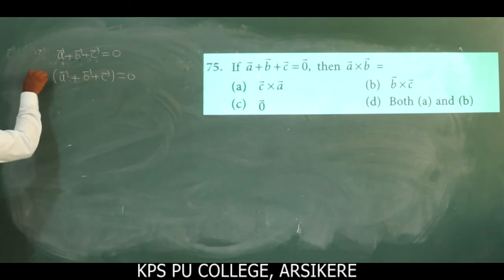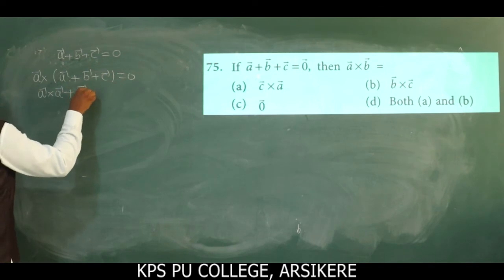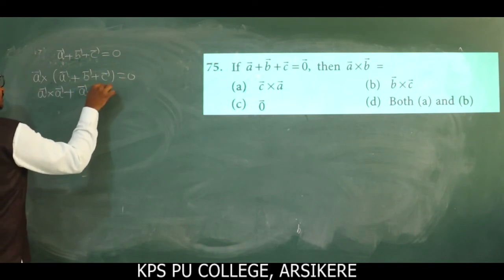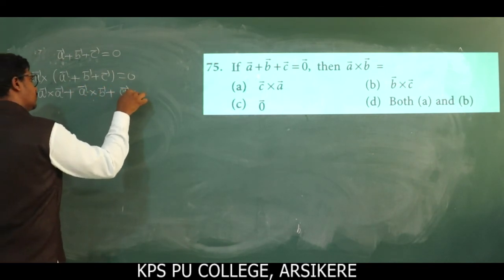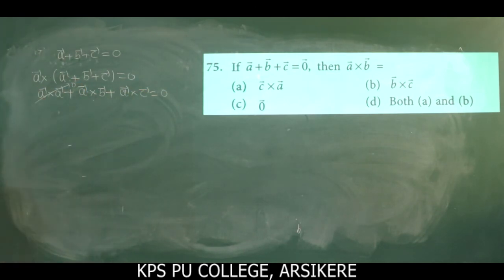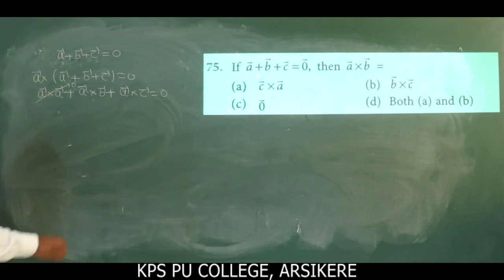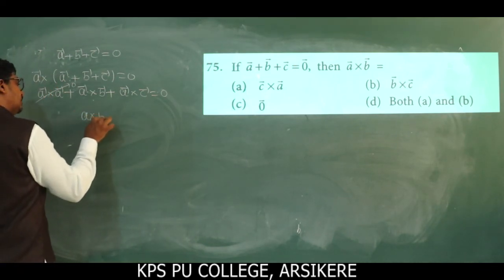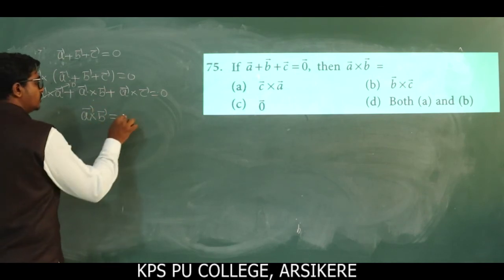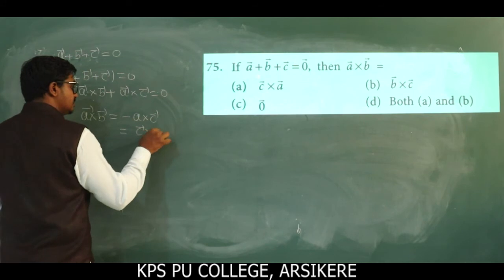So this becomes vector A cross vector A plus vector A cross vector B plus vector A cross vector C is equal to 0. This value becomes 0 because i cross i, j cross j, k cross k is equal to 0. Therefore A cross B is equal to minus of A cross C. This is nothing but C cross A.